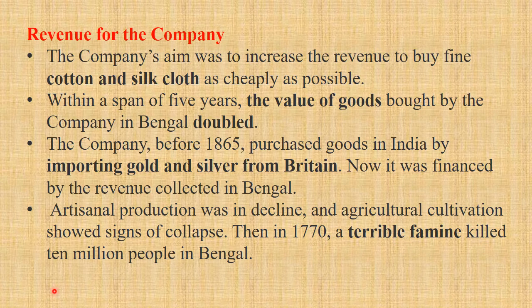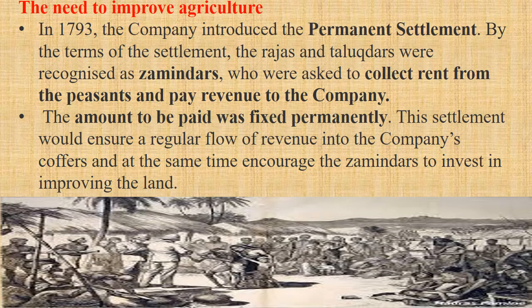Then in 1770, a terrible famine killed 10 million people in Bengal. In which year, my dear children? 1770, a terrible famine. Famine means scarcity of food, with drought. That killed nearly 10 million people in Bengal.